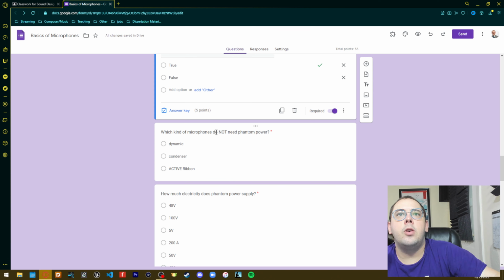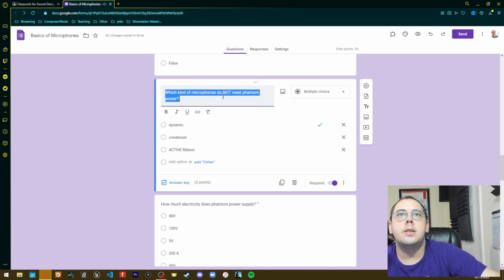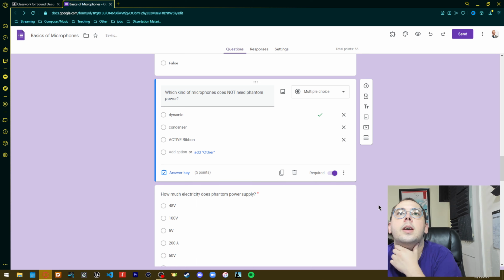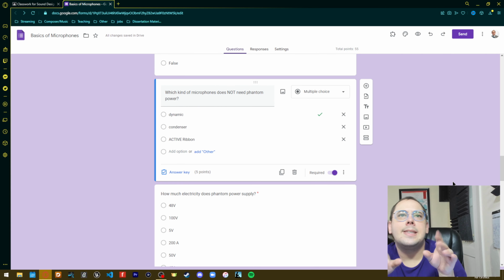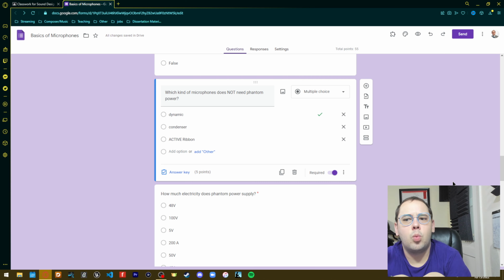Which kind of microphone does not need phantom power? And that is the dynamic microphone. This is a little bit of a trick question. So, a ribbon microphone is in this weird category.